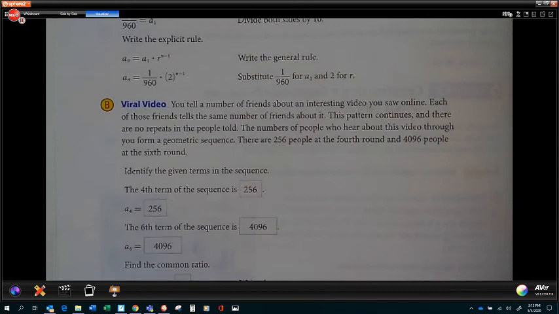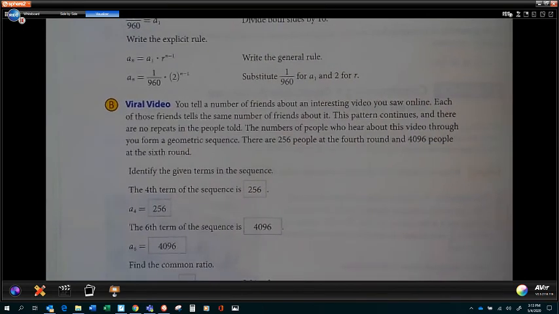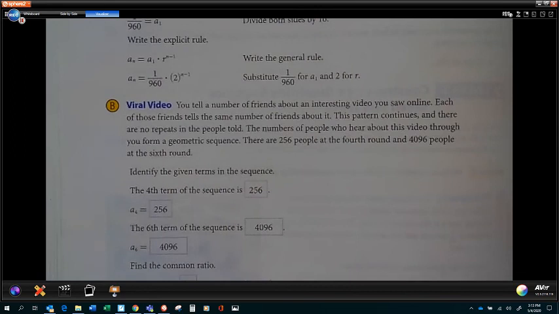Okay, now let's do a real world example here in writing a recursive and an explicit formula. We've got a viral video going on. Go ahead and pause this video until you read that. And then once you're done, go ahead and hit resume.